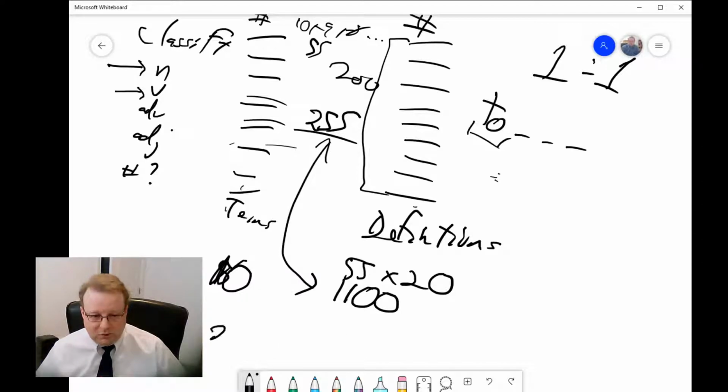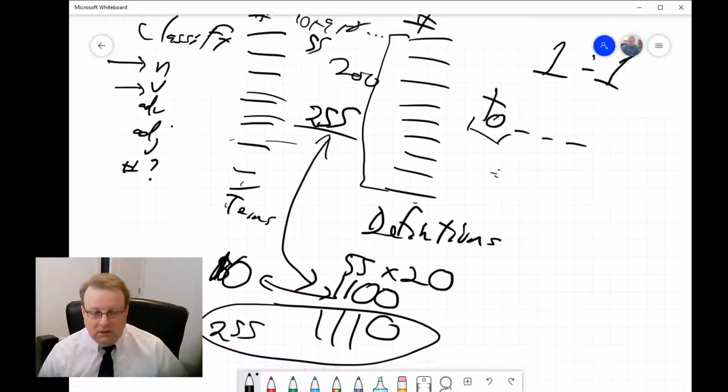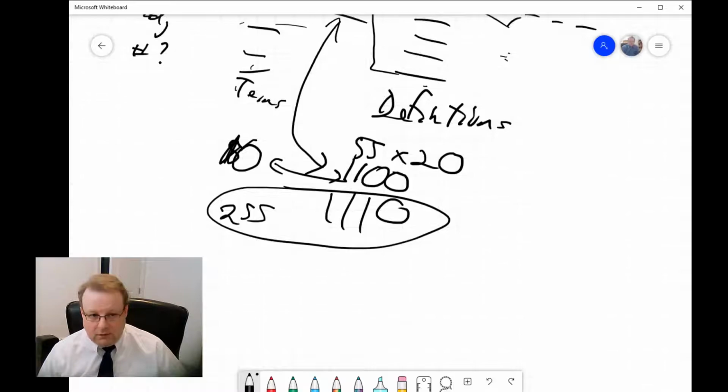Now, which would you rather read? 255 words or 1,110 words by the time you've added both sides together? This one takes a quarter of the time. So if you have those lengthy definitions, you read the definitions first and you go back and match them to the term. When you're studying, study it both ways.